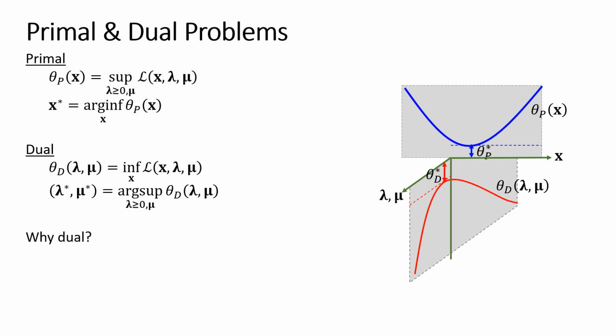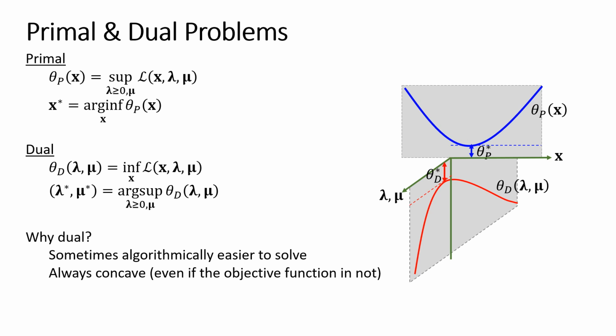Now, why do we use the dual of a constraint optimization problem? There are several reasons for this. Sometimes it's algorithmically simpler to solve the dual, either because we have fewer constraints, so the dimensionality of lambda and mu together is less than that of x, so that makes it simpler to solve. Otherwise, you get simpler equations to solve the dual.